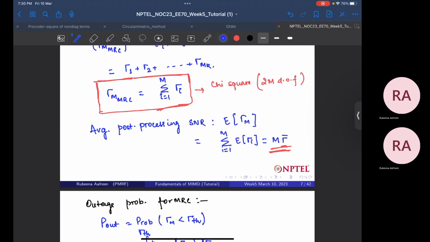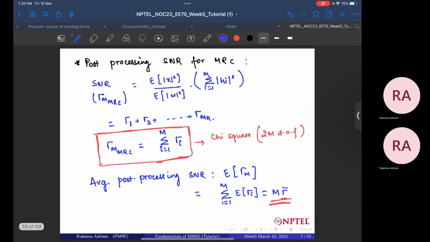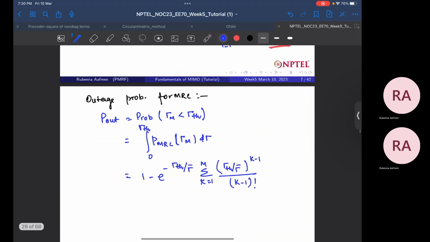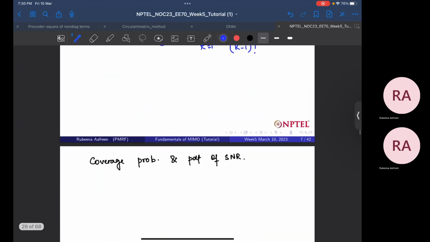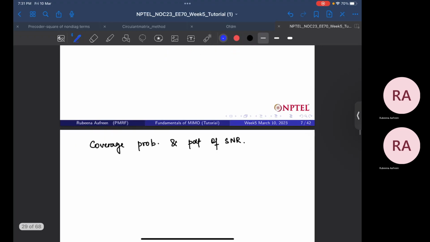So this is a very huge gain, because if we are using MRC, the output SNR, the post-processing SNR, will be very high. So this can never go to outage. Outage probability will be very low. There will be a huge potential gain. Right. So this is the probability of error for MRC.